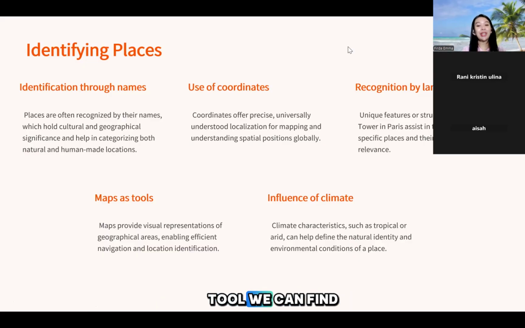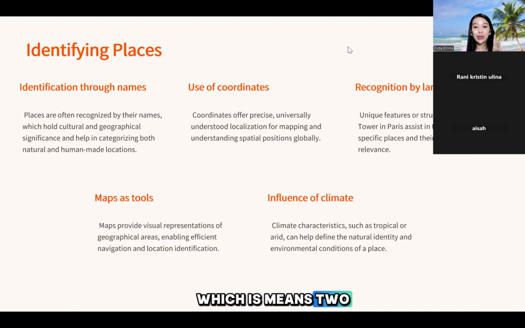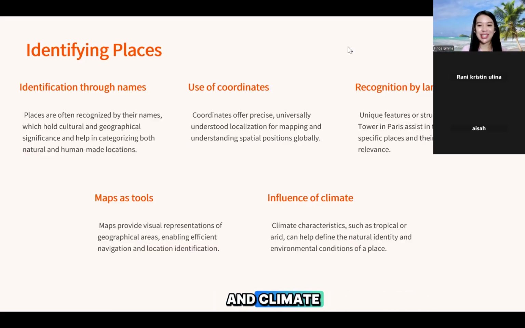And maps as a tool, we can find Indonesia on the map, perhaps at the top of the Australian continent. Indonesia is located at the top of the Australian continent when we use maps as a tool. And when we talk about the climate, Indonesia has tropical climates, which means two seasons, the dry season and rainy season. It's called identifying places by names, coordinates, maps, landmarks, and climate.